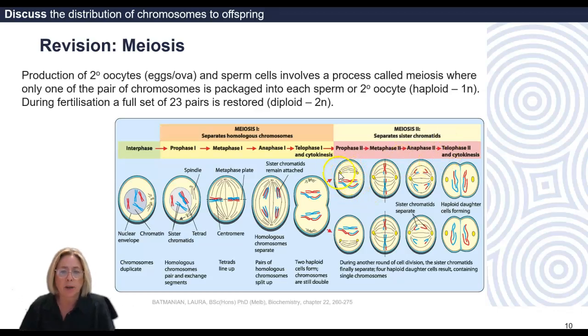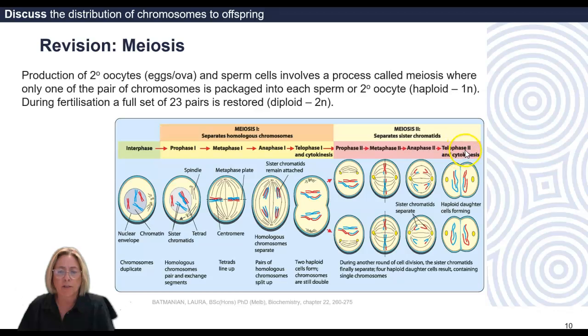You can see these centrosomes migrating, and the formation there of the mitotic spindle. We have the sister chromatids then lining up. And then in anaphase, we have the sister chromatids separating.